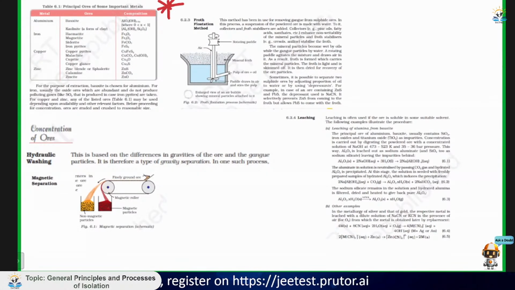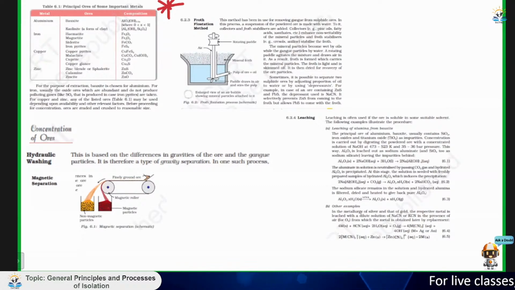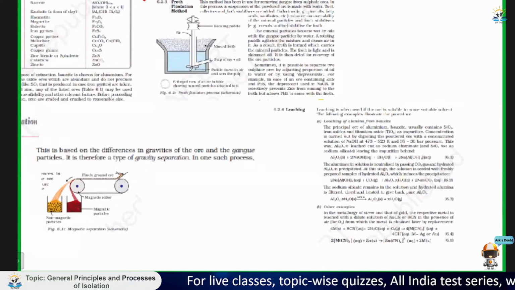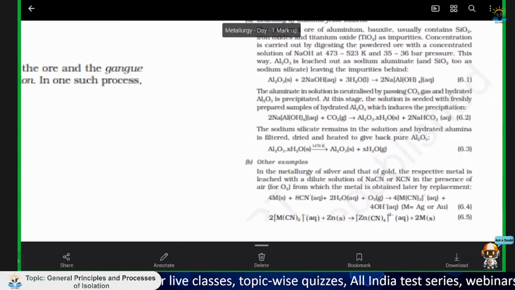Also aluminum. Other examples are gold and silver. I don't remember, the MacArthur-Forrest cyanide process. Purification of gold and silver. Basically, here you're not gonna do the basic or acidic medium thing. You're gonna leach out the metal by forming a complex, with NaCN or KCN, and these are the reactions. Pretty important.